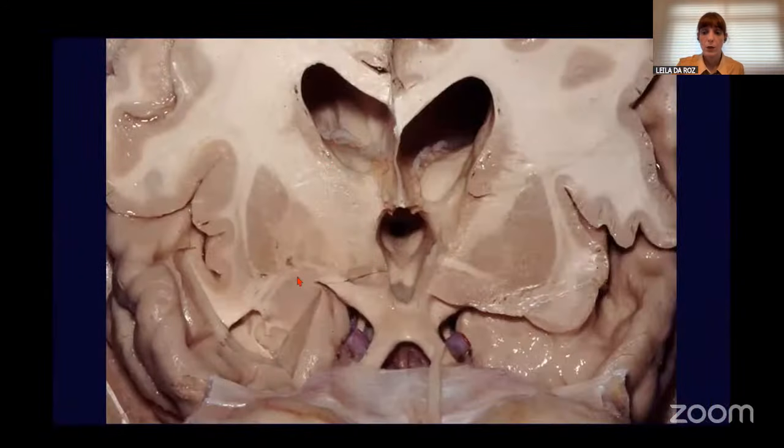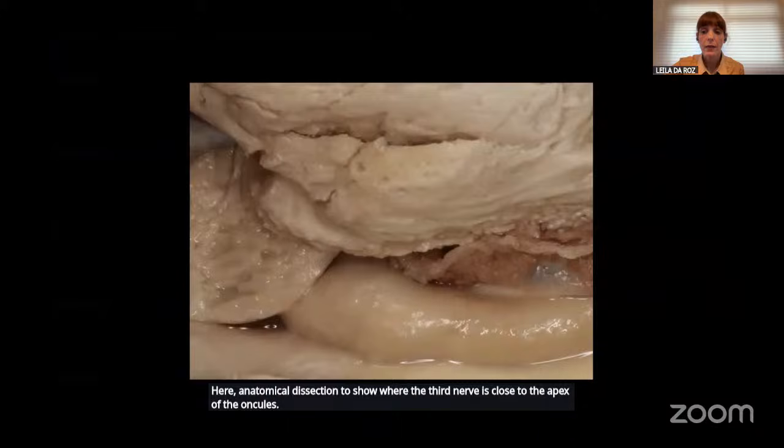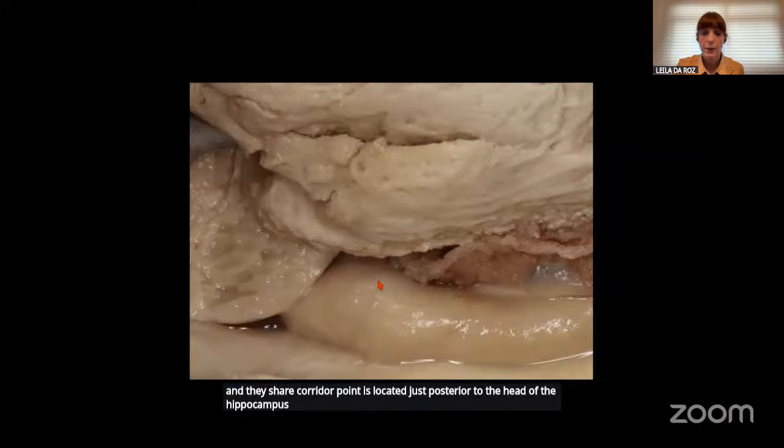Here, anatomical dissection to show where the third nerve is close to the apex of the uncus. And the inferior choroidal point is located just posterior to the head of the hippocampus, anterior to the lateral geniculate body.